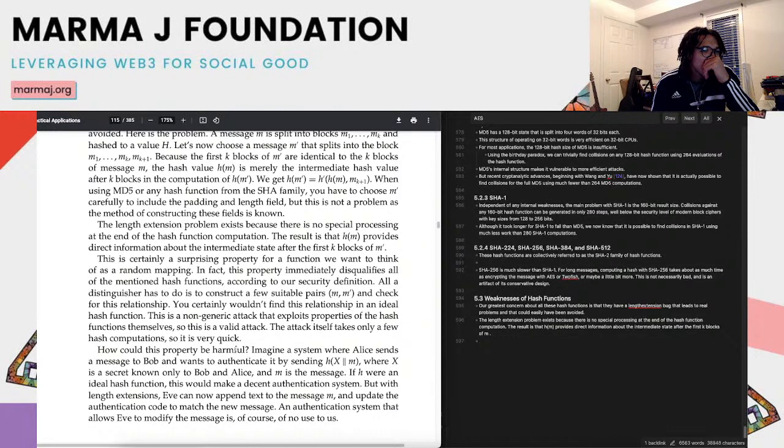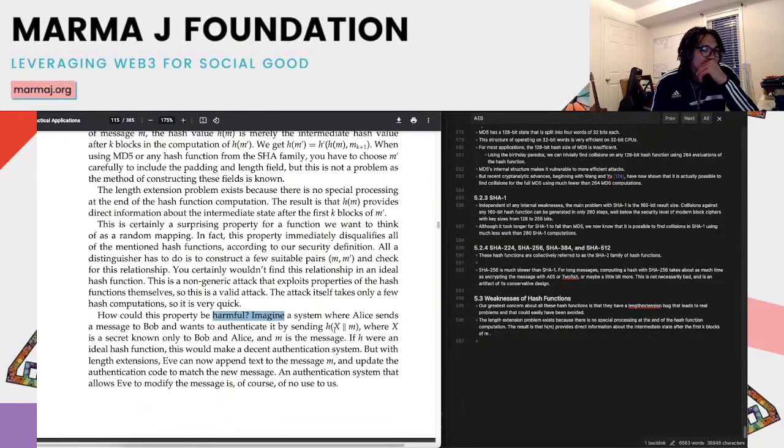How could this property be harmful? Imagine a system where Alice sends a message to Bob and wants to authenticate it by sending H(X, M), where X is a secret known only to Bob and Alice, and M is the message. If H were an ideal hash function, this would make a decent authentication system, but with length extensions, Eve can now append text to the message M, and update the authentication code to match the new message. An authentication system that allows Eve to modify the messages is, of course, of no use to us.